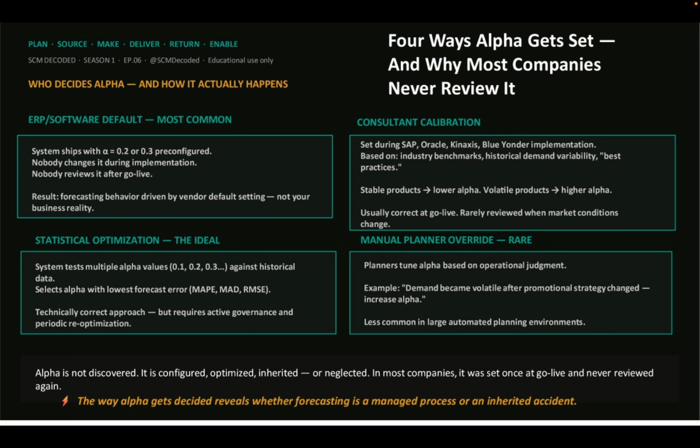The third is statistical optimization. The system tests multiple values and picks the best one, technically ideal, but only if someone maintains it. And the fourth one is manual override by planners, which is very rare in automated environments. The question is not how alpha was set, the question is whether anyone is reviewing it now. The way alpha gets decided reveals whether forecasting is a managed process or an inherited accident.